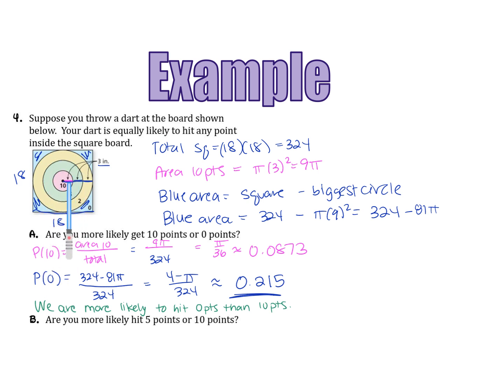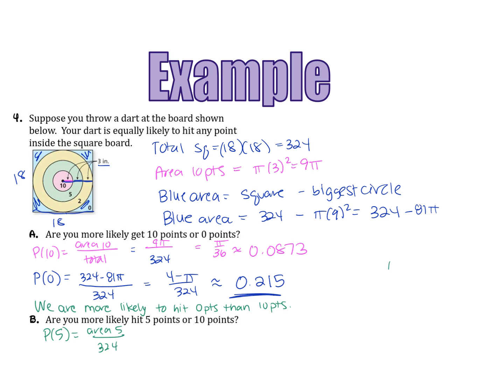So we need to find the area of the full circle that has a radius that's 6. And then we need to subtract the area of the pink circle. But let's go ahead and set this up. And again, if you feel confident, I encourage you to pause the video and try on your own. But if you want to work through this with me, that's great. So the probability of throwing a dart and hitting 5 points is the total area for 5, area of 5, divided by the total area, which is 324.